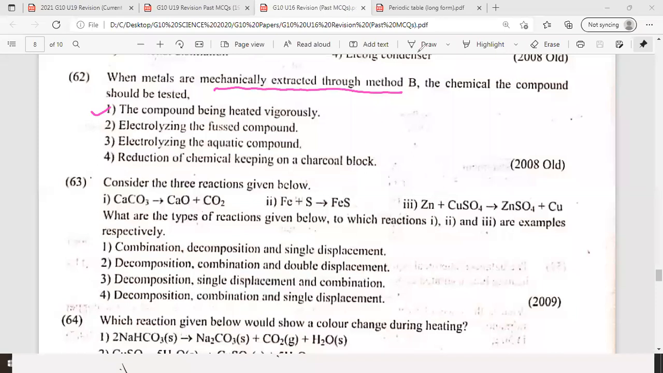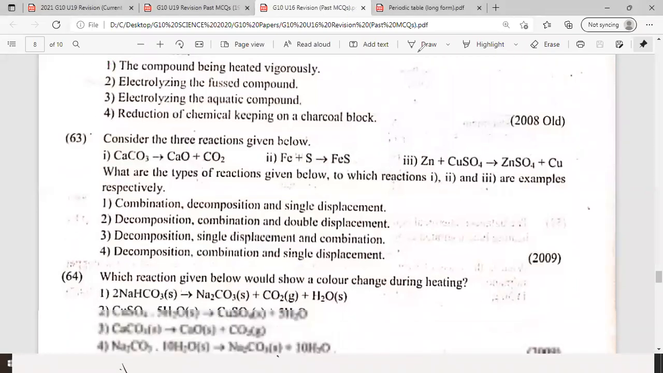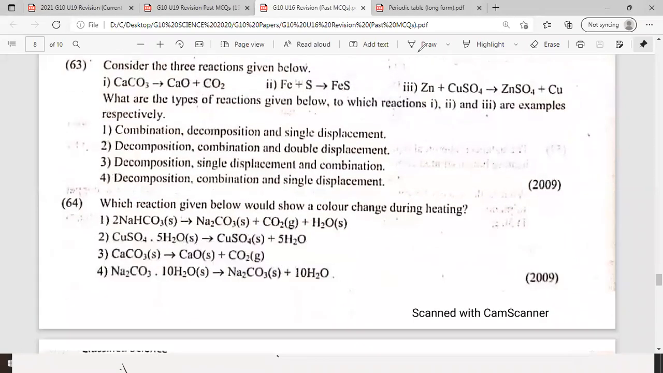Question number 63. That is easy. That is relevant to your syllabus also. But the previous one, 62, if you find it difficult, no need to worry, because it's not in the syllabus. Now this one, what are the types of reactions given below, which are the examples respectively? First one is combination, right? Decomposition wrong, decomposition wrong. This is a very bad MCQ, right? If you can predict the first one, you can get the answer.